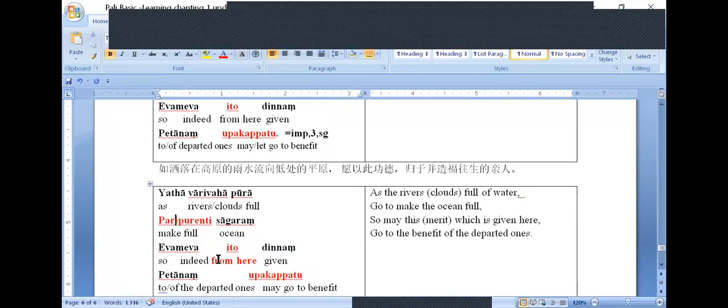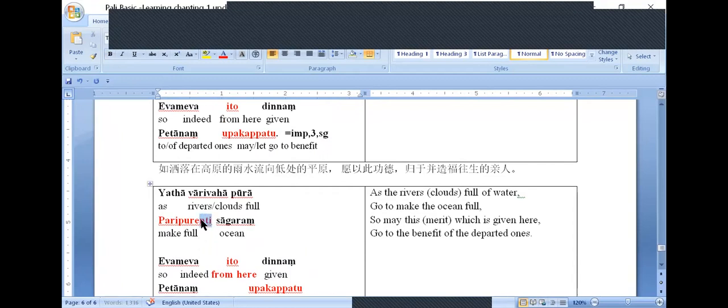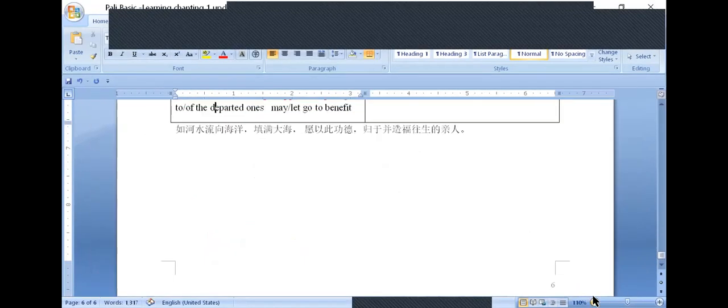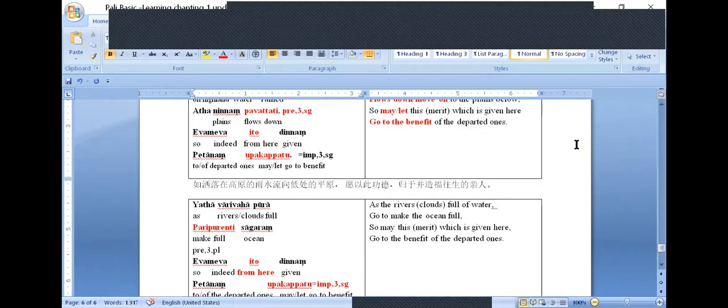So here, this paripurenti is a present tense, okay? Because you say this anti, right? So it's a present tense, third person, plural. And then upakapatu is like just now, imperative, third person, singular. So you can translate may or let: let the benefits, let our good merits be the support or be beneficial to the departed ones. Okay, any questions about these two? I think these are the last two that I have not explained yet.